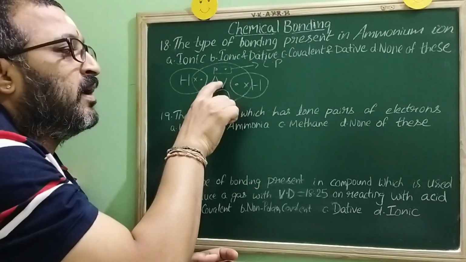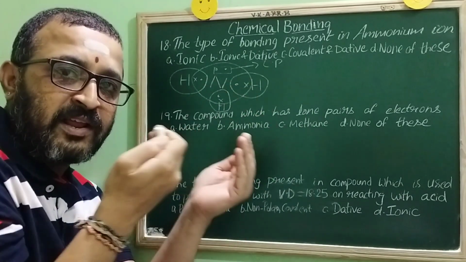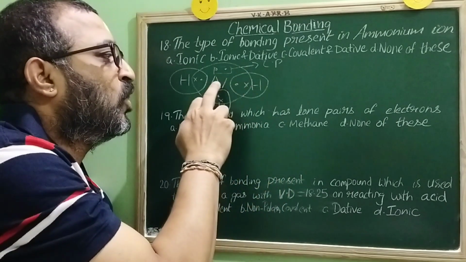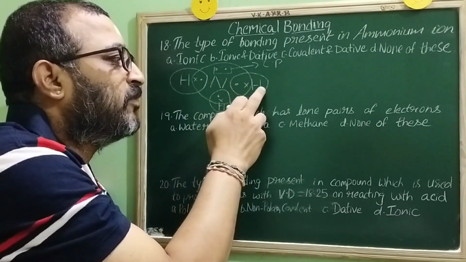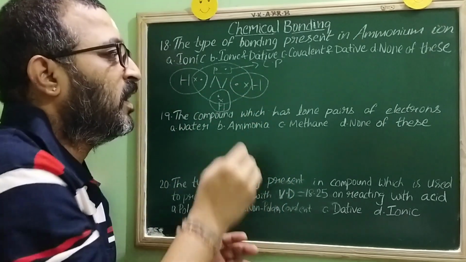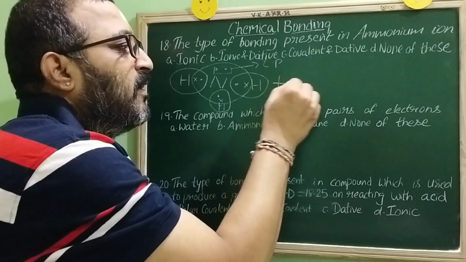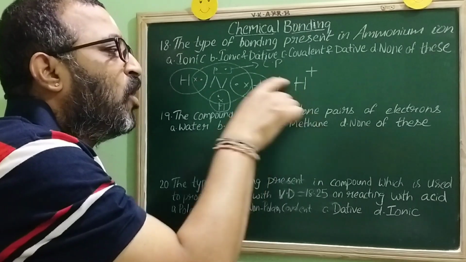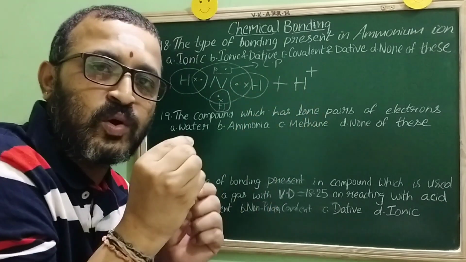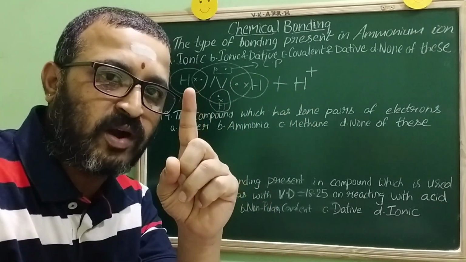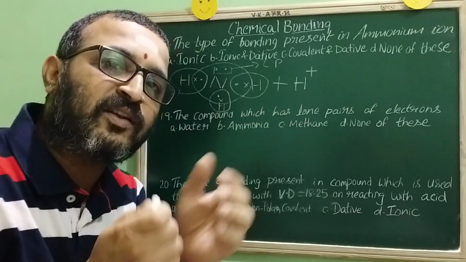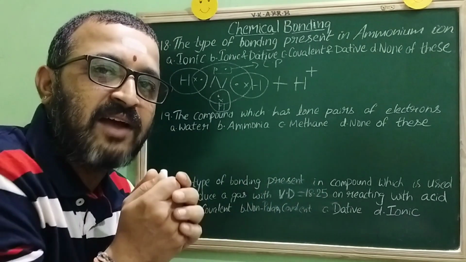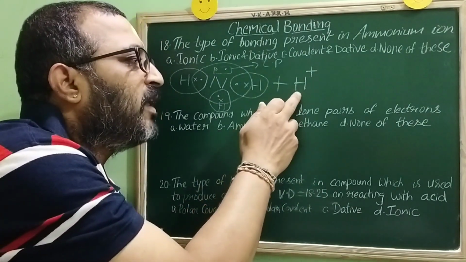Now children, nitrogen and hydrogen both are going to attain stability by mutual what? Sharing of electrons. So the type of bond present between these two is what? Covalent bond. Now H plus, right, will form a bond with ammonia. Now we all know the electronic configuration of hydrogen is what? 1. Then what is the electronic configuration of H plus? 0. It does not have any electrons. So what will H plus do?